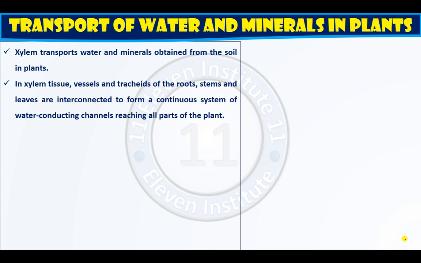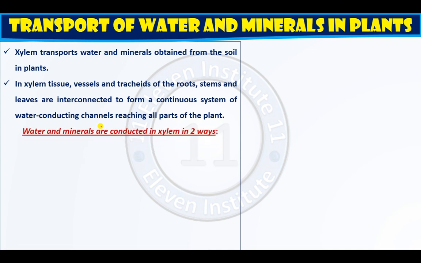In xylem tissue, vessels and tracheids of roots, stems and leaves are interconnected to form a continuous system of water conducting channels reaching all the parts of plants. So this is but obvious, right? The vessels and tracheids are the components of the xylem tissue. Vessels and tracheids of roots, stem and leaves, they all will be interconnected to form a continuous system of water conducting channels reaching all the parts of plant. So there is a network of vessels and tracheids in the entire plant.